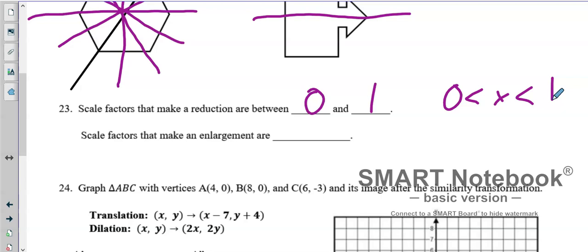And enlargements are going to be greater than 1. Usually numbers like 2, 3, 4, 5, but it could be 1.5, 2.5, 1 3/4, but we'll usually keep it simple. But it's a number bigger than 1, because if you multiply by a number bigger than 1, it gets bigger.